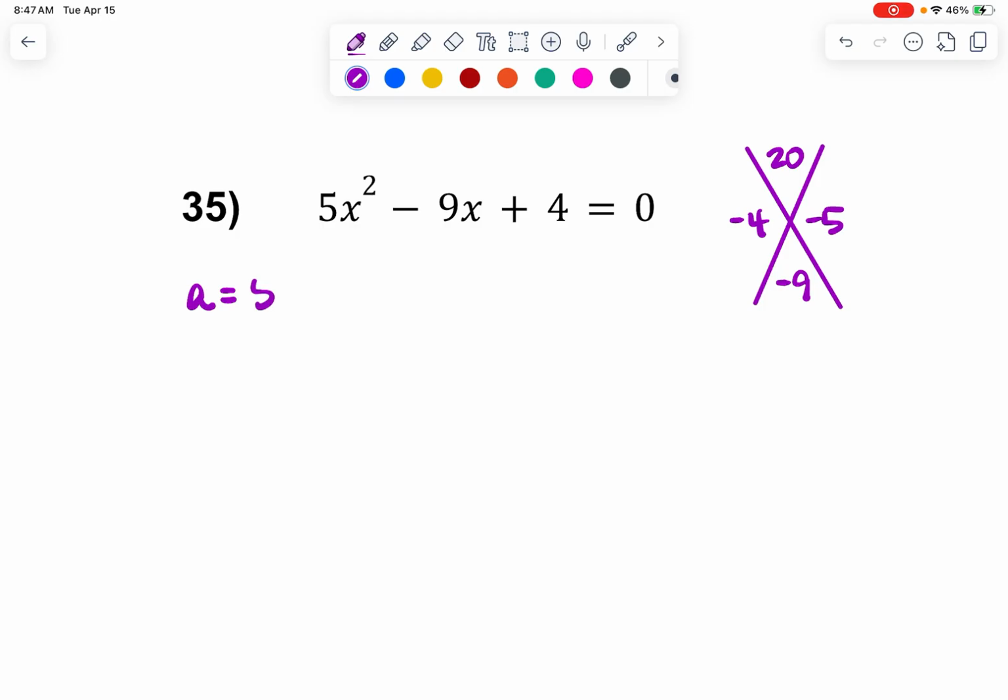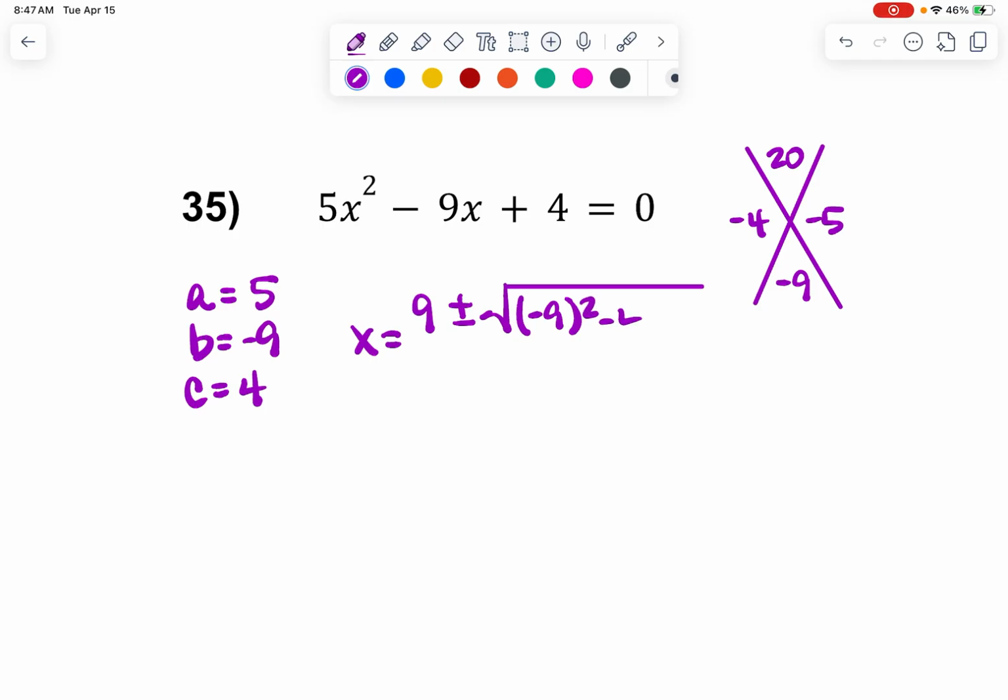So A equals 5, B equals -9, and C equals 4. Right, if you want to try doing the factoring method and see if we both get the same answers, that would be good too. All right, so let's see, x equals -b, but again, b is already negative. So weird that we keep getting negative b's everywhere. Then b squared minus 4 times 5 times 4, right? 4ac.